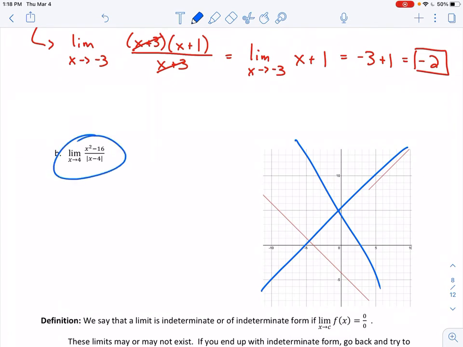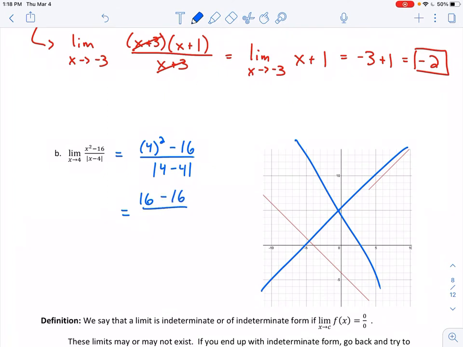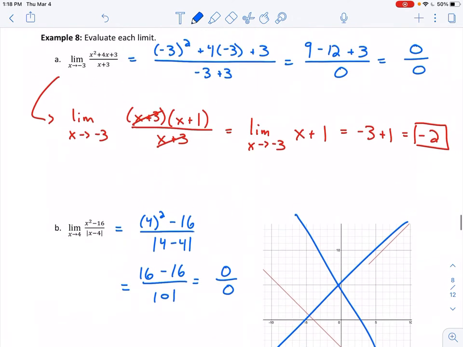So if you're not sure where to start, let's take our x value and let's plug it in. So here I've got 4 squared, so let's see, 4 squared minus 16 divided by the absolute value of 4 minus 4. So let's see, here I end up with 16 minus 16 over the absolute value of 0. So I end up with 0 divided by 0 once again. I ended up with 0 over 0 last time, too.